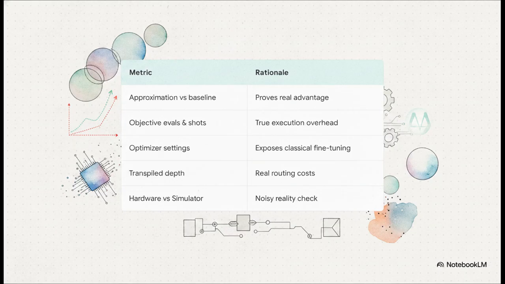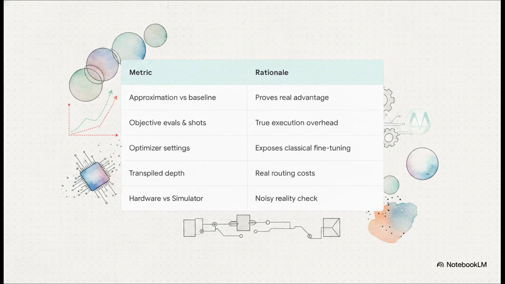So, if we want to separate actual quantum advantage from the PR hype, we have to demand really specific metrics. You need the approximation metric stacked up against the absolute best classical baseline, not just some deliberately weak one. You also need the total shot count and objective evaluations, right? That reveals the true execution overhead. We have to inspect the optimizer settings to make sure classical fine-tuning isn't secretly doing all the heavy lifting.